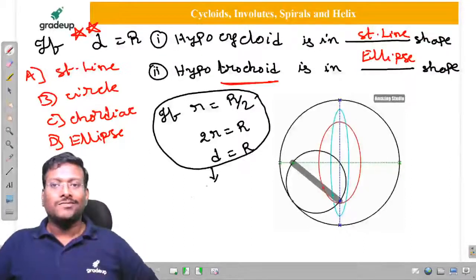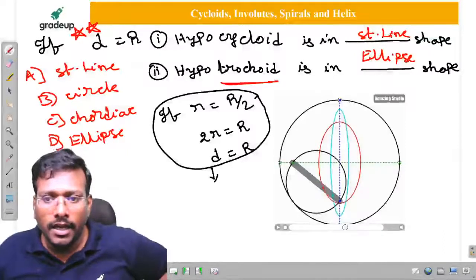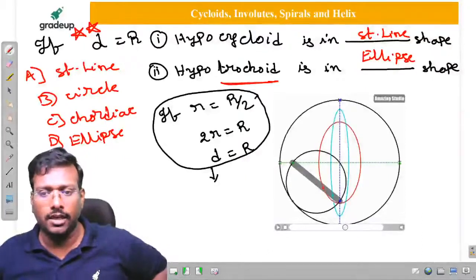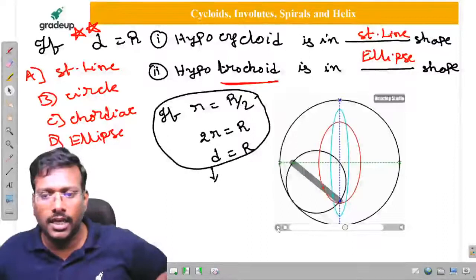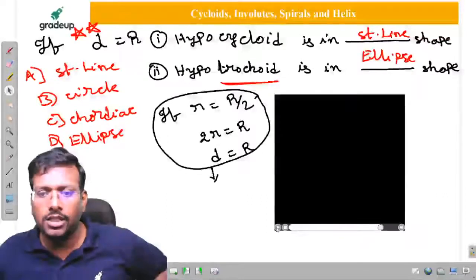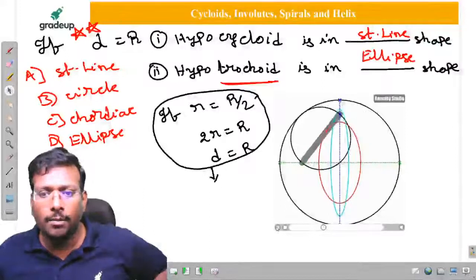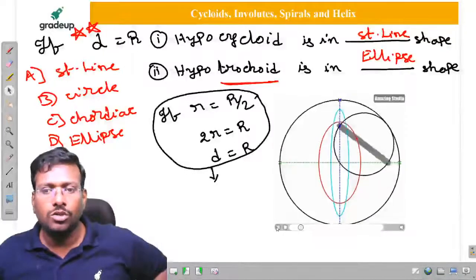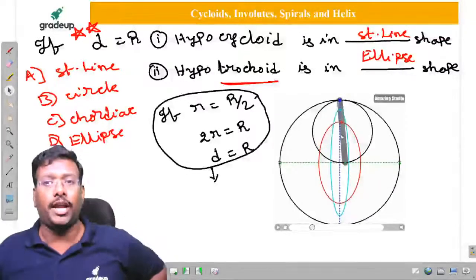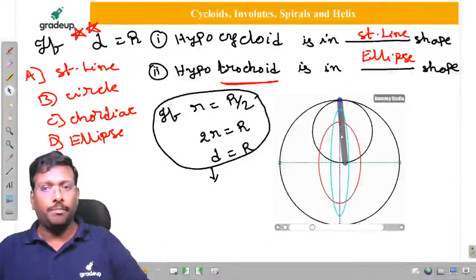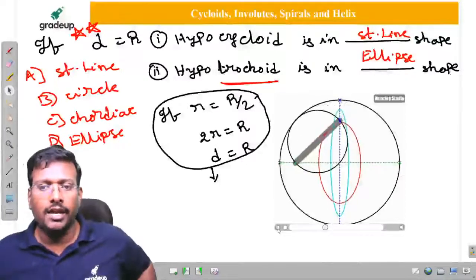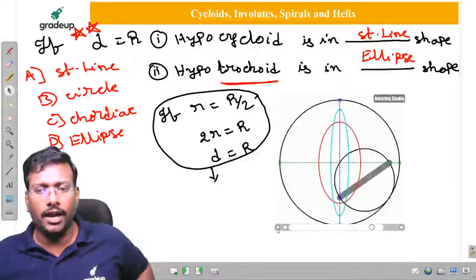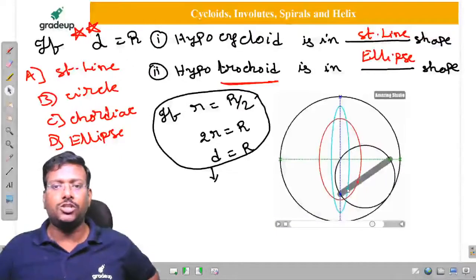Yeah, first one, just observe, my dear friend. Here the green color point and blue color point are on the diameter endpoints of a rolling circle. Now whenever the circle is rotating, just observe what the shape is. The green color point is generating a straight line. The blue color point is also generating a straight line. So this is a hypocycloid. Hypocycloid means the point is on the circumference and it rolls inside a circle. So we got the shape as a straight line.